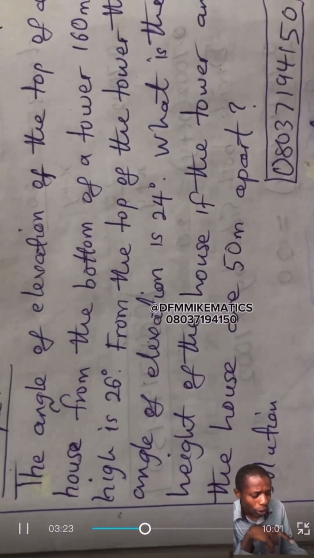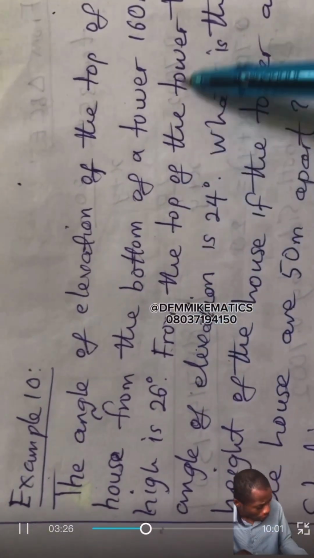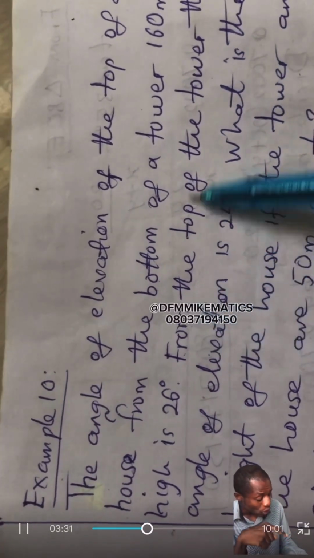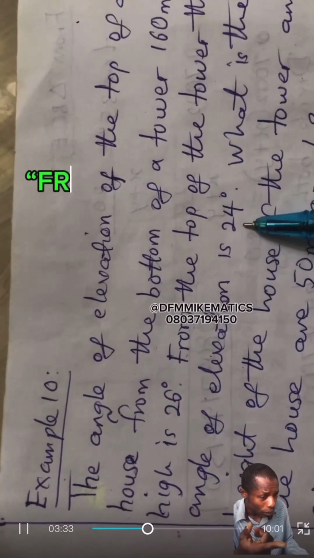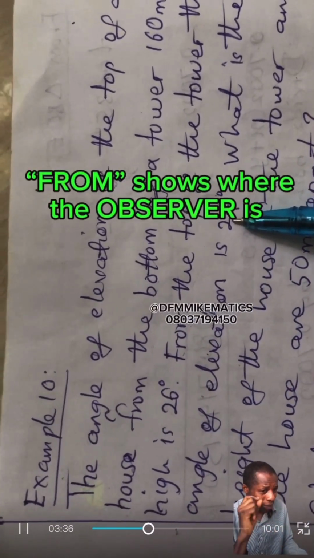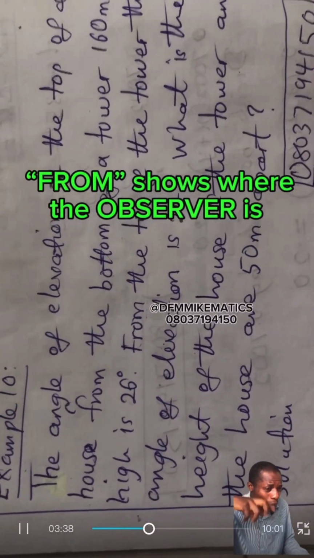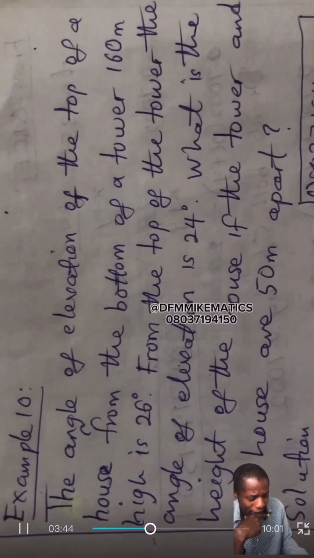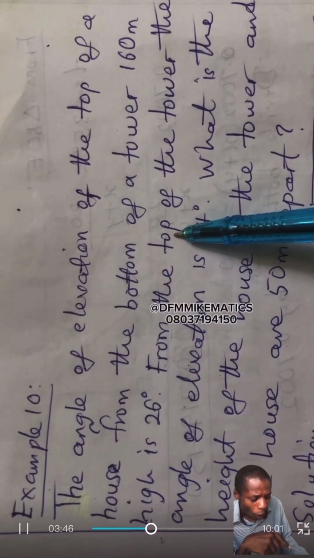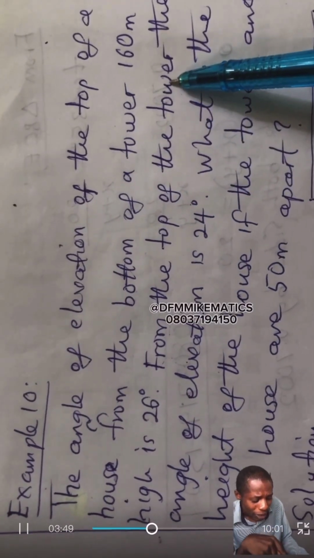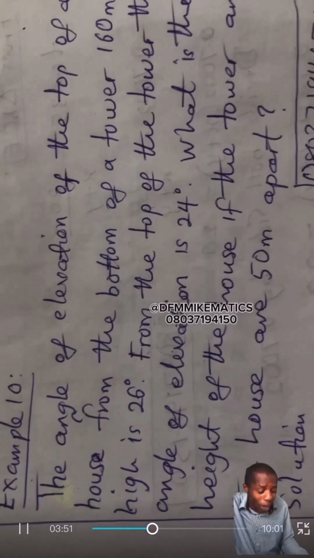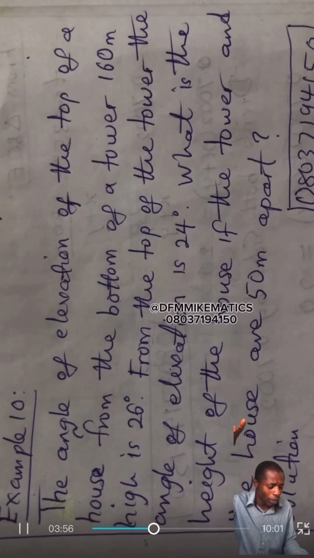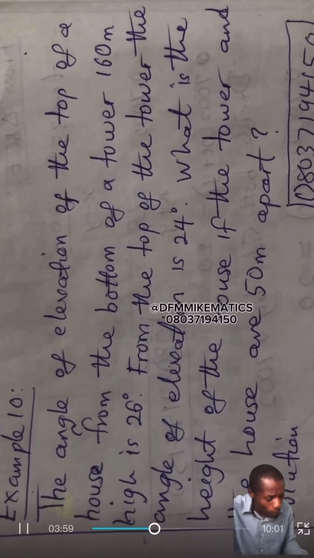It says, from the top of the tower, the angle of elevation is 24 degrees. When you see the word from, whatever comes after from is where the observer is. Now we have an observer at the top of the tower, and it gives us the angle of elevation. It means the house is taller than the tower. So there's someone at the top of the tower also looking up at the top of the house.